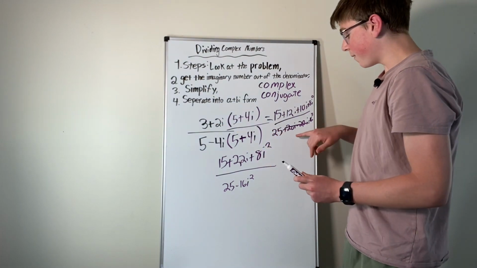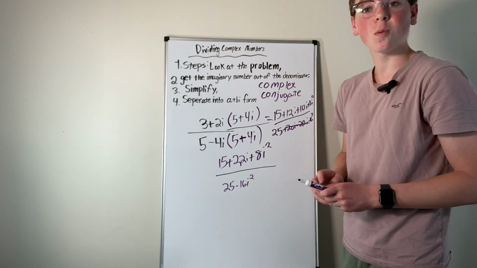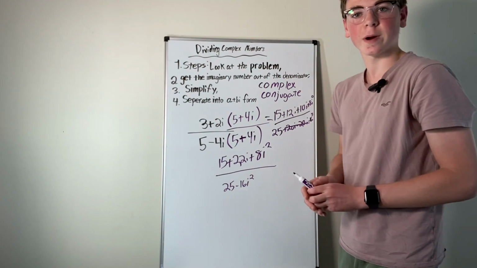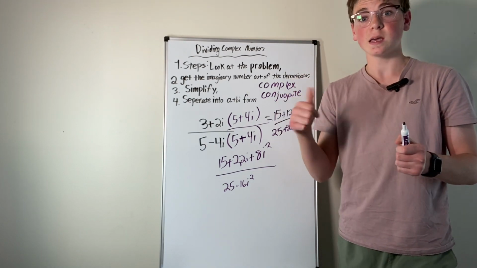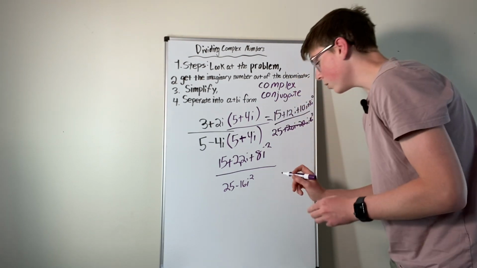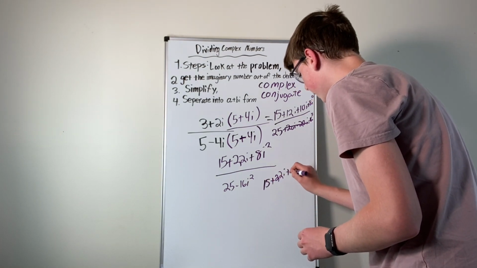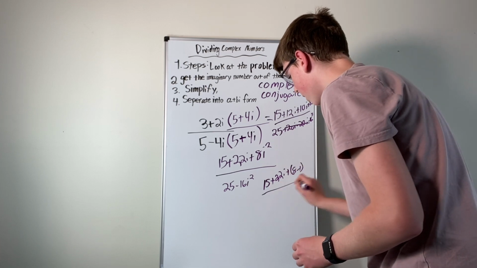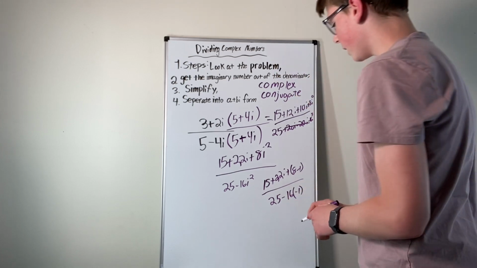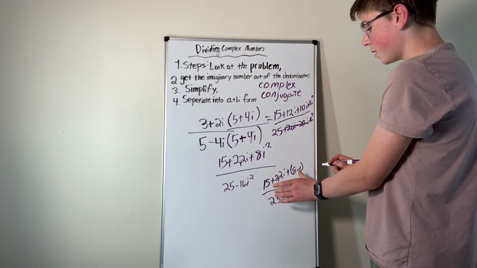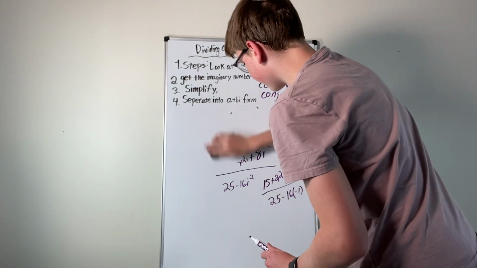Simplify. Well, we simplified this 20i and this negative 20i, but what we didn't do is simplify these i squareds. Each i squared equals negative 1, because i equals root negative 1. So we do 15 plus 22i plus 8 times negative 1 over 25 minus 16 times negative 1. And what is that? Well, it's 15 minus 8, which gives us 7.